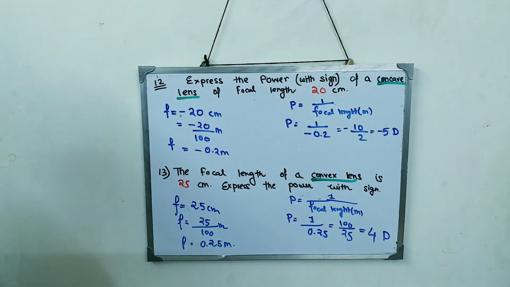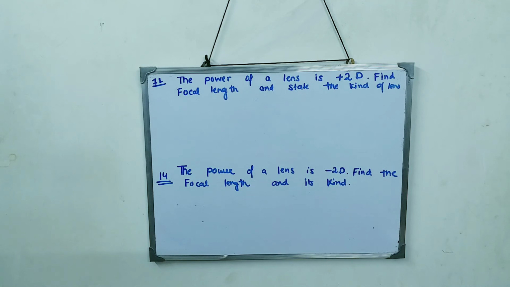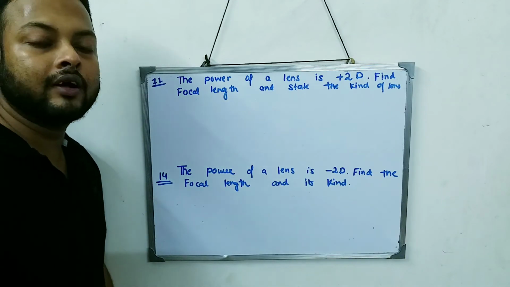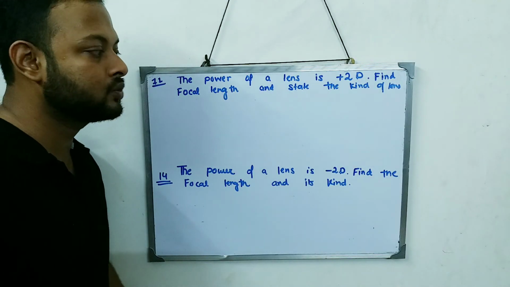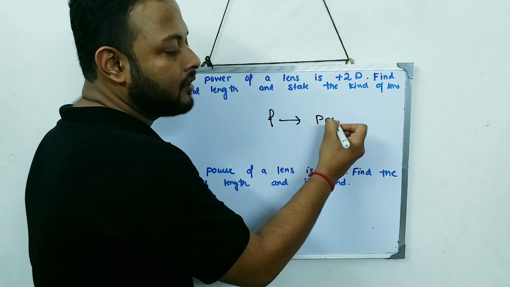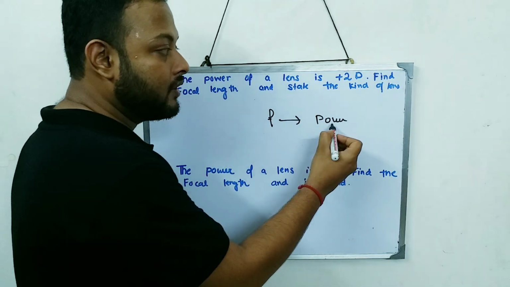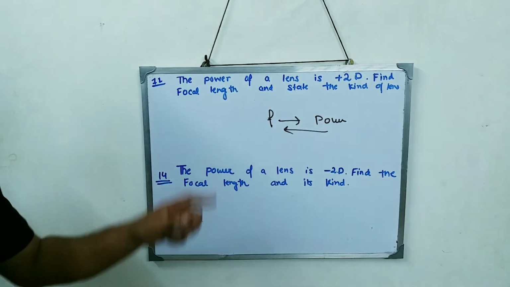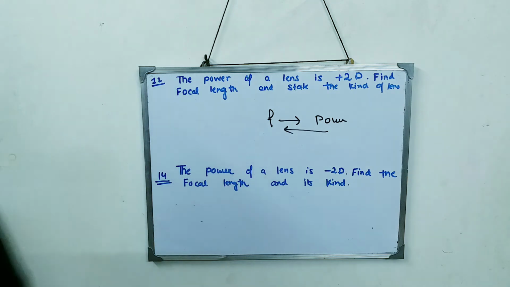Now let's see the next two sums. In these two sums, sum number 11 and sum number 14, how is it different from the previous two sums? In the previous two sums, focal length was given and I was supposed to find the power. Now in these sums, power is given and I am supposed to find the focal length. So this is how these two sums are different from each other.